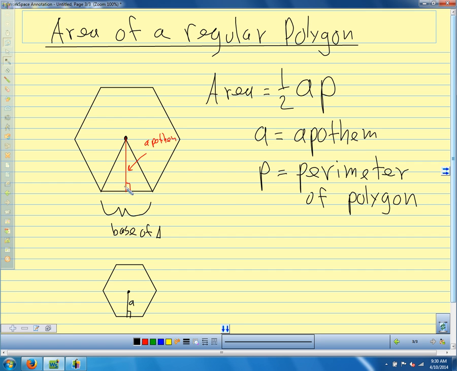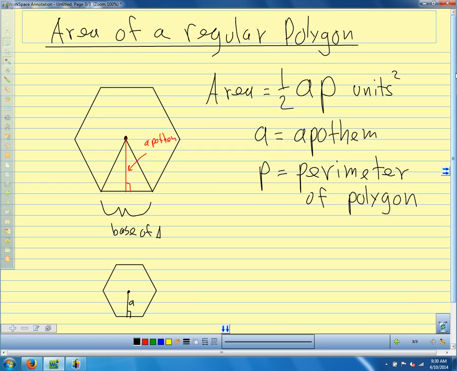The apothem from the center, 90 degrees to one side. And we plug our numbers into our formula. And our units are always units squared. Square units. Square inches, square centimeters, square miles, square feet, something like that. All right, questions on our formula?